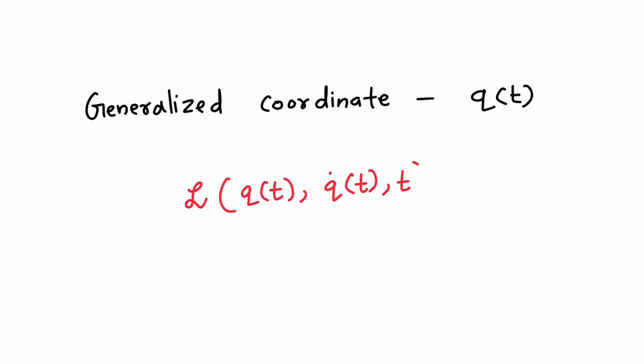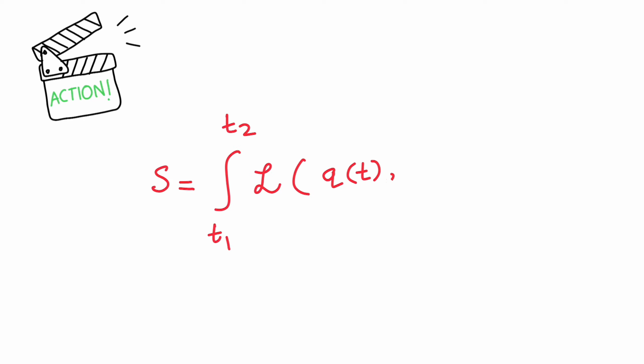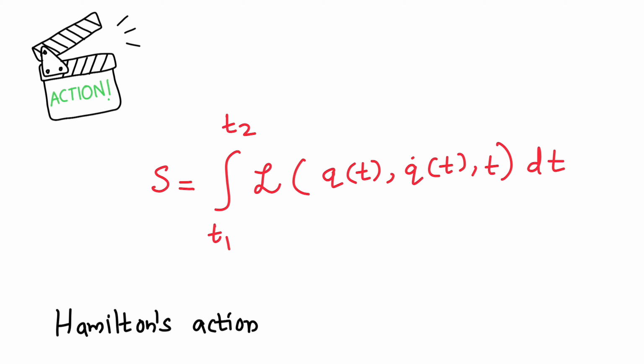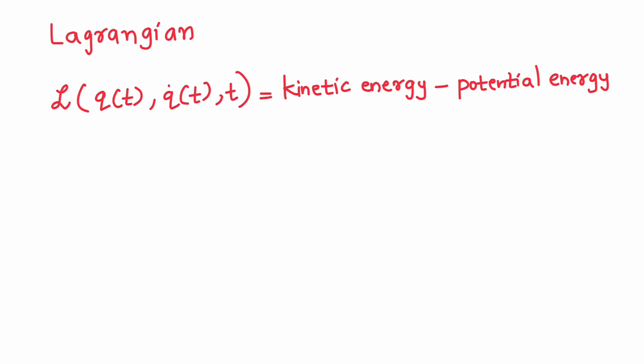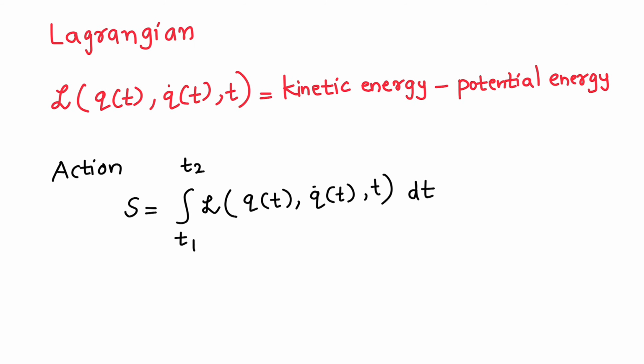Once we know the Lagrangian of a system, we can calculate a quantity called action. It's obtained by integrating the Lagrangian over time along a particular path. This definition of action is called Hamilton's action. We defined the Lagrangian and then introduced Hamilton's action.